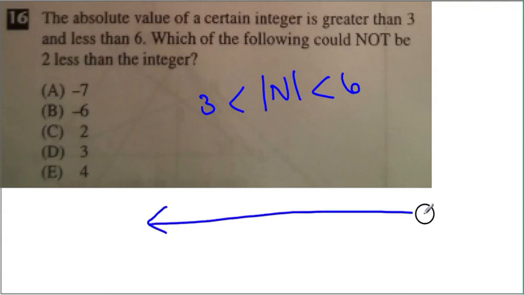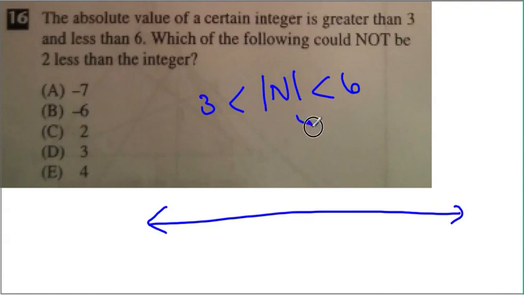Number 16. The absolute value of a certain integer is greater than 3 and less than 6. So the absolute value of a certain integer has to be greater than 3 but less than 6. It can be a positive number or a negative number. Which of the following could not be 2 less than the integer? So what if n is positive? Let's think about it. I'm going to use the number line to show you what's going on. It might be a bit easier for us to find.